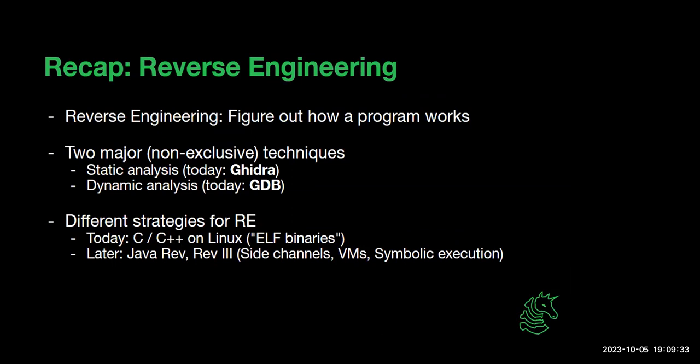Typically, you want to figure out the original intention of the programmer. And there's 2 major, not really exclusive techniques to do this. Static analysis. So this means looking at the code and trying to just see what it does. And dynamic analysis, this means you are running the code, and usually you're stopping partway through the code and inspecting the state of the program.